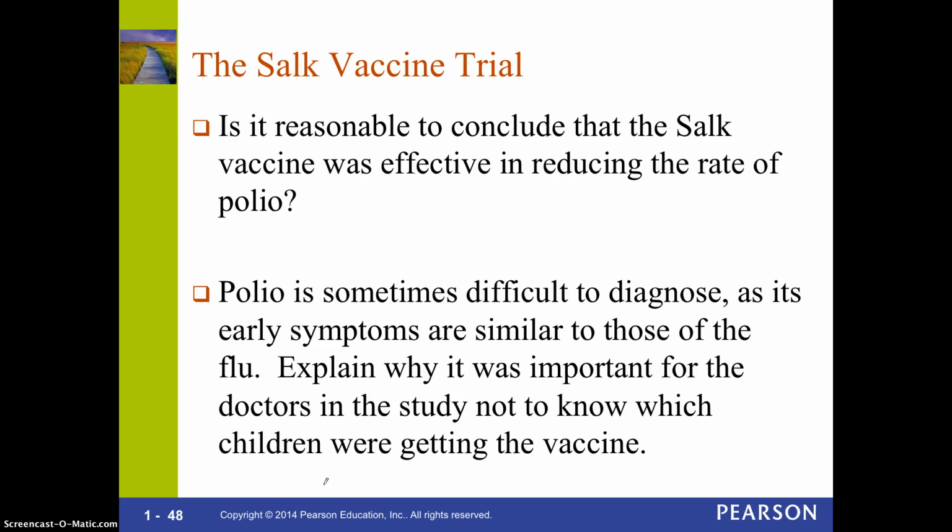So if the doctor knew whether the patient coming in had the vaccine or didn't have the vaccine, then when they came in to get treatment for something that looked like flu-like symptoms, it's possible that if the doctor thinks this vaccine is working and they know the patient they're treating had the vaccine, they're much more likely to diagnose those early symptoms as the flu. Versus if a patient comes in and the doctor knew this one didn't have the vaccine, then they might be more likely to diagnose these flu-like symptoms as polio. So that's why it's important that the doctors looking at the patients don't know which treatment they're getting.